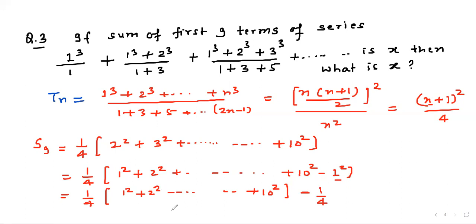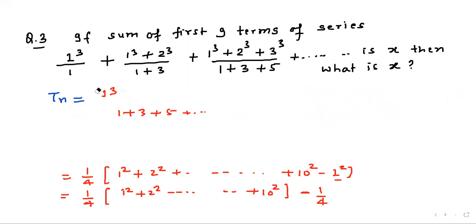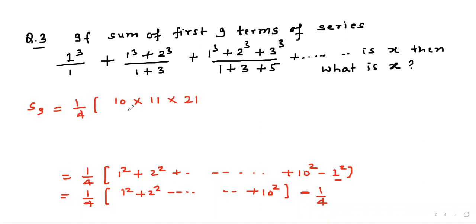Now we apply the formula for the sum of squares of natural numbers, that is n into n plus 1 into 2n plus 1 divided by 6. So we write it here. S9 will be 1 by 4 times, n is 10, 10 into n plus 1, that is 11, into 2n plus 1, that is 21, divided by 6, minus 1 by 4.